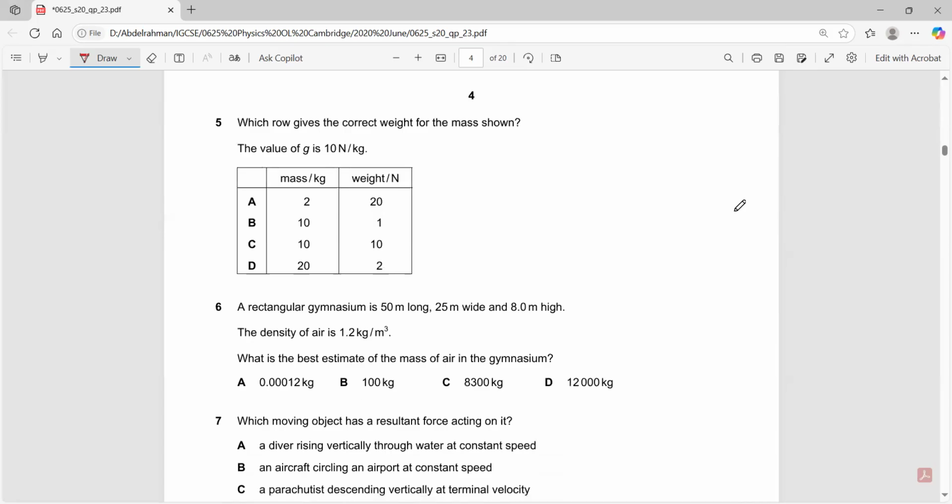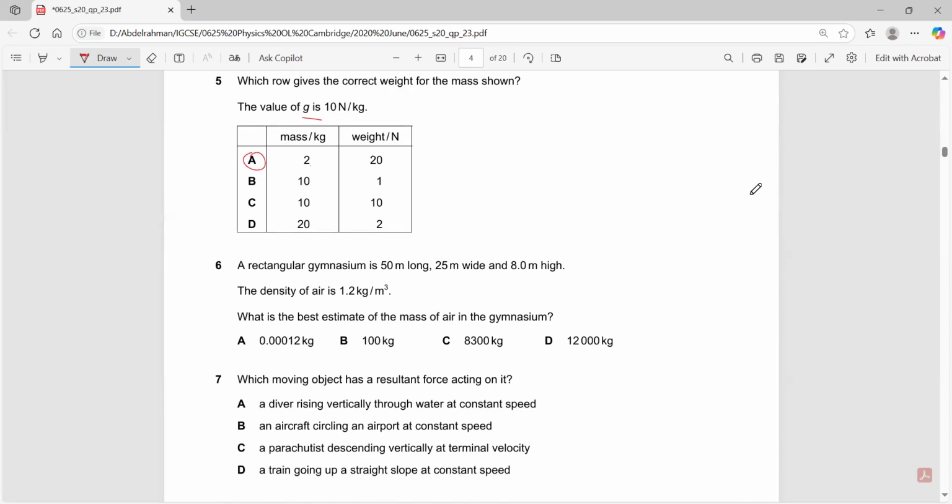Which row gives the correct weight for the mass shown? If g is 10 newtons per kilogram, and the mass is 2 kilograms, then the weight is 20. Yes, 2 times 10 would be 20.